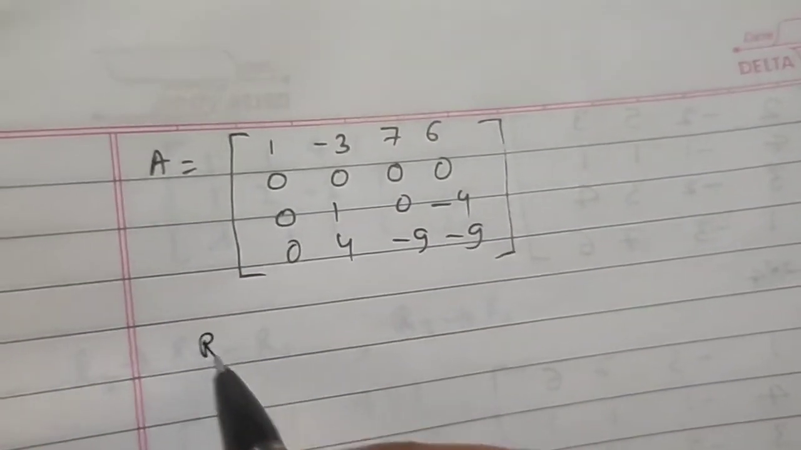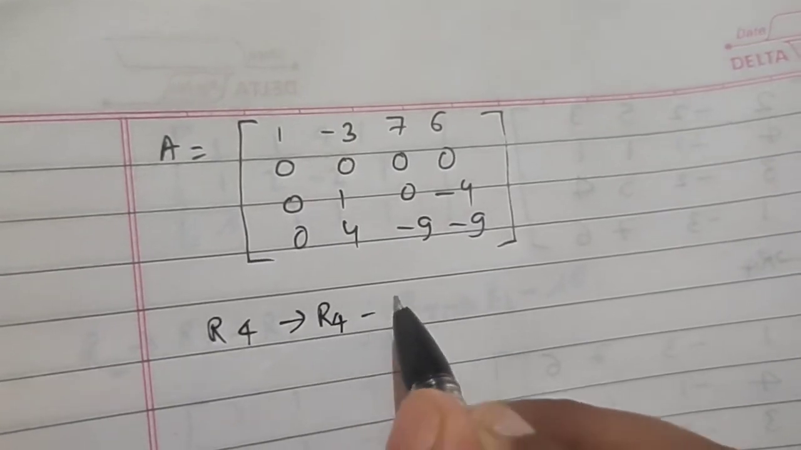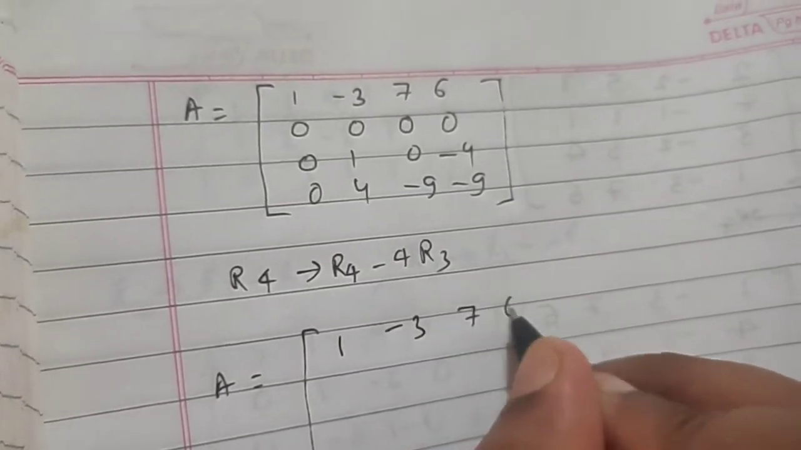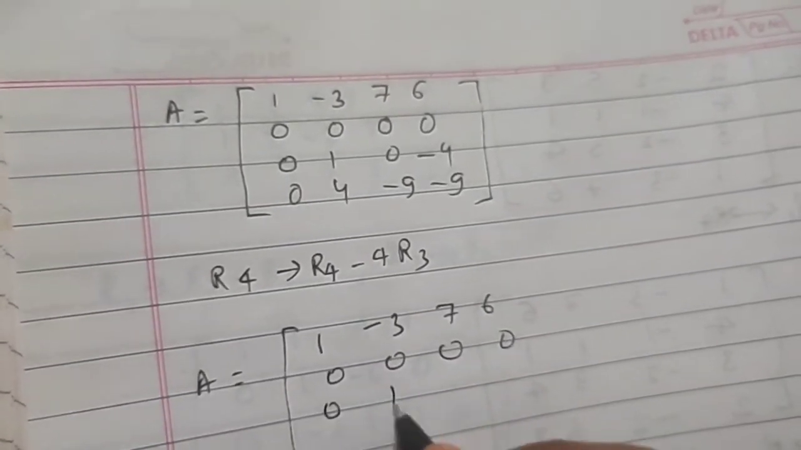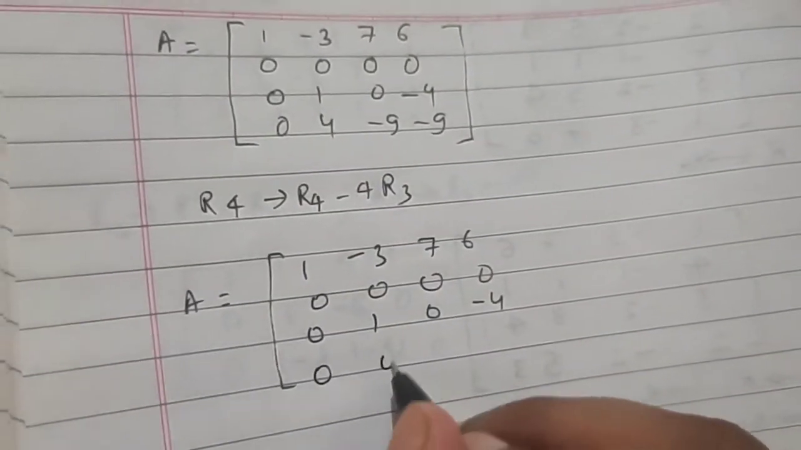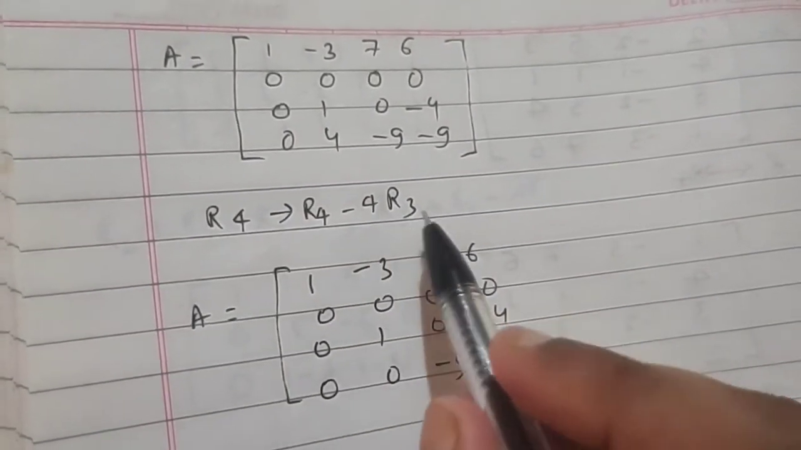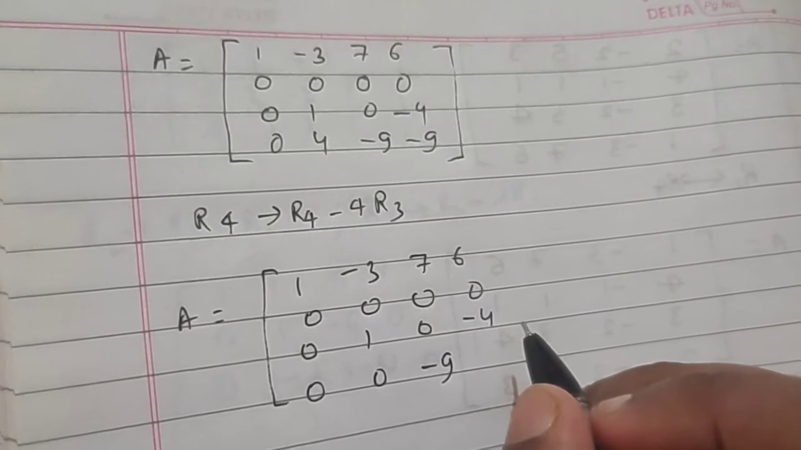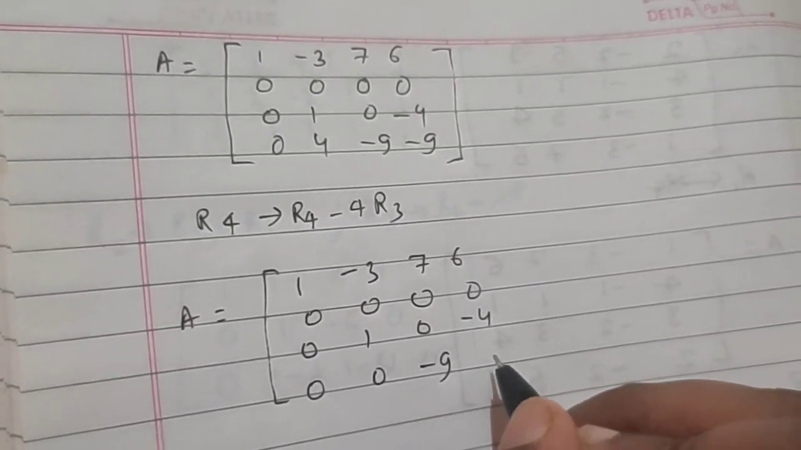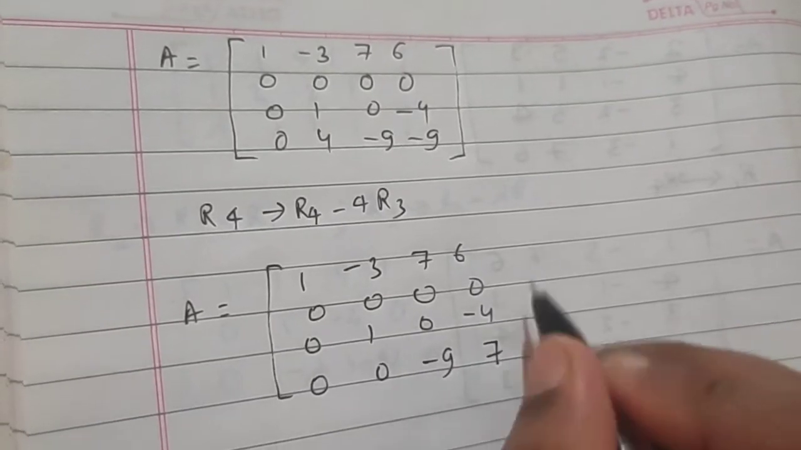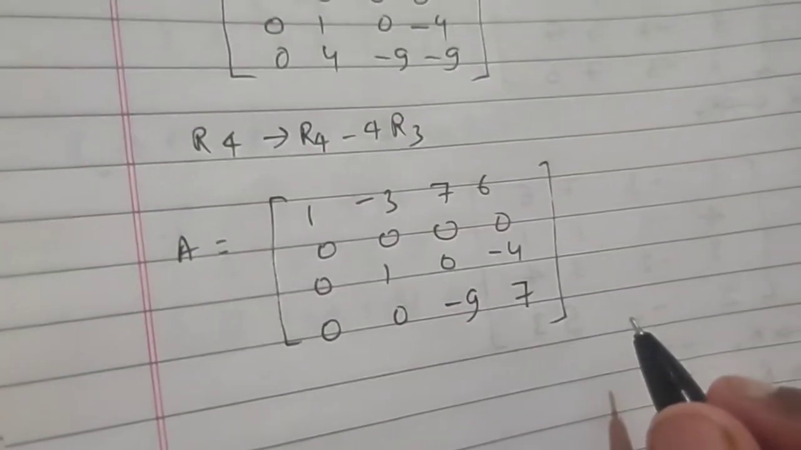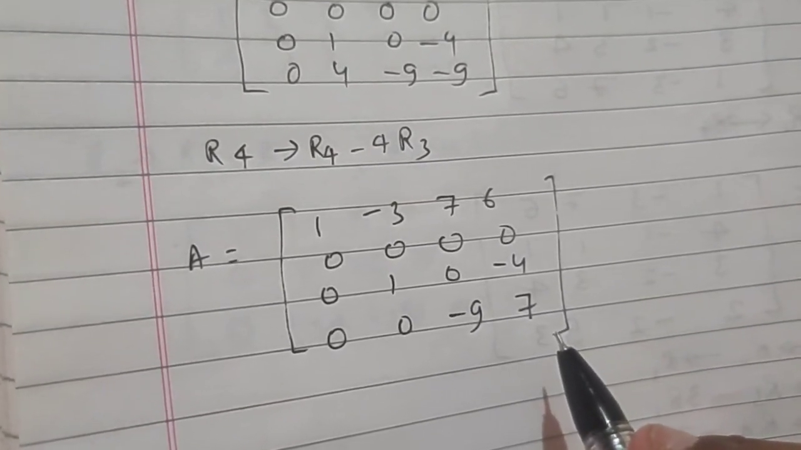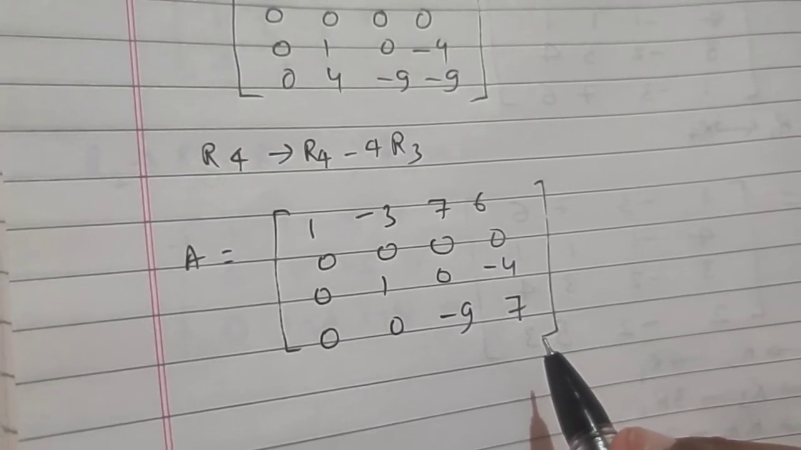Now I can use R4 to R4 minus 4 times R3. So my matrix reduces to 0, 0, minus 9, 4 times R3. So this will be 16 will be added here. So minus 9 plus 16 is 7. Okay. Any more operation you want to use, you can use. But I think we should stop here.